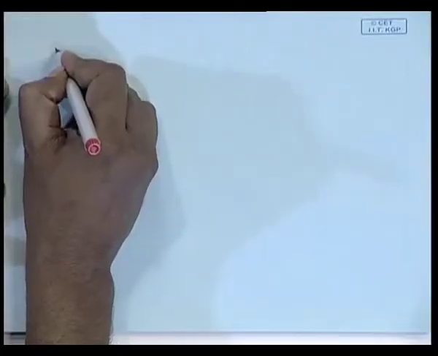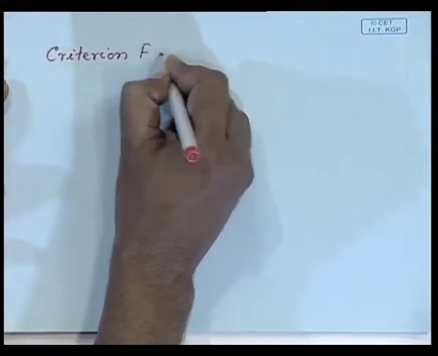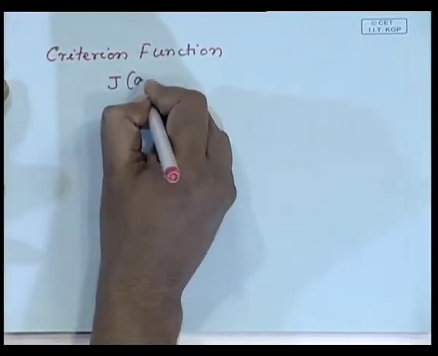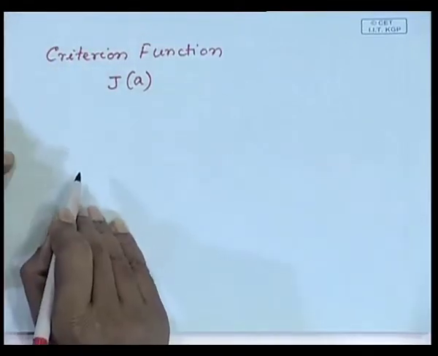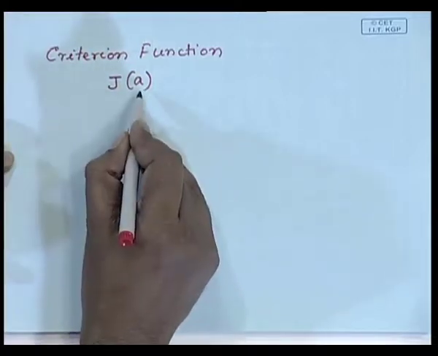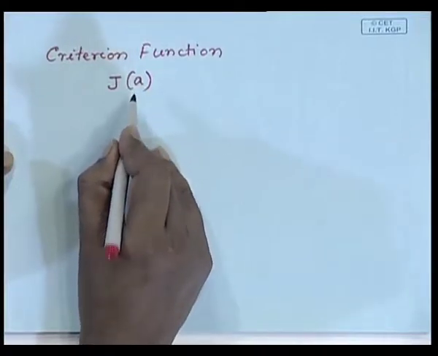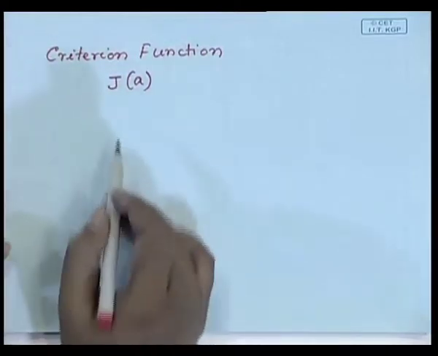Then again, it is better if we can define some sort of criteria function. So, we take some sort of criteria function, say J(A), and J(A) has to be minimized if A is the correct weight vector. That means, for that weight vector A which classifies all the training samples correctly, J(A) will be minimum.